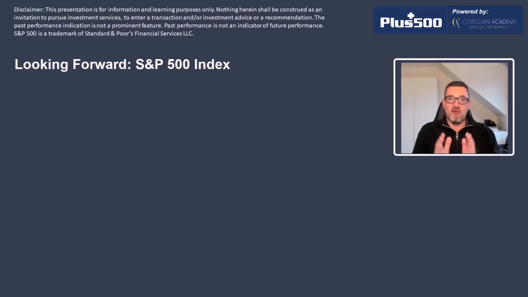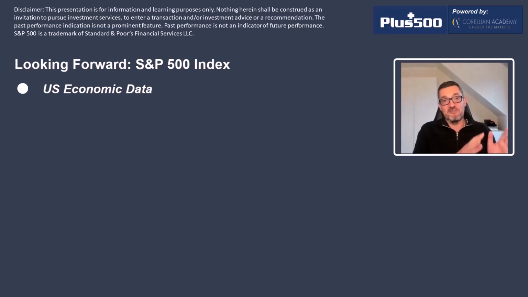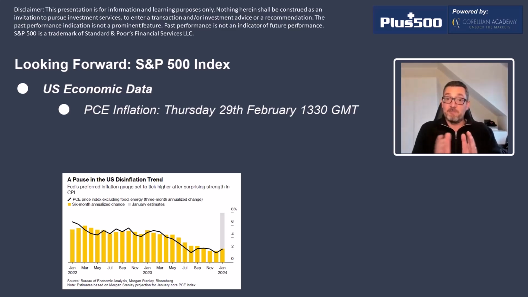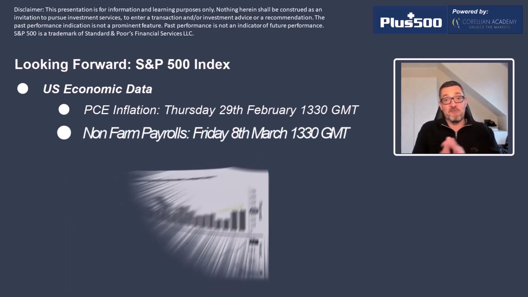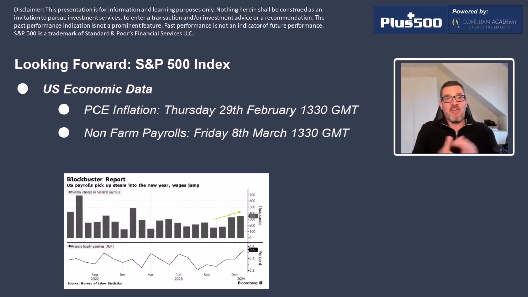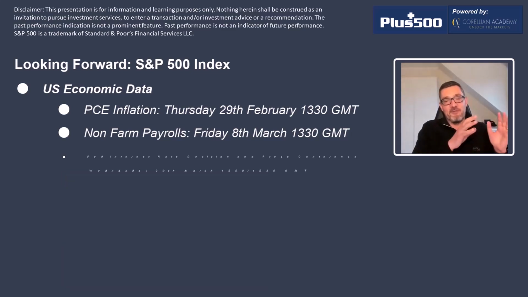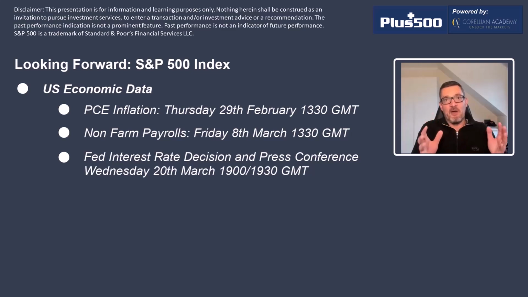Now, I can see that there are lots of questions, but just before I start responding to those, I wanted to highlight two areas that I think will be important for the direction of the S&P 500 index going forward into March. The first is US economic data. The Fed have been clear that interest rate decisions are data dependent, so key pieces of data like Thursday's PCE inflation release, which is the Fed's preferred gauge of inflation, or Friday the 8th of March's non-farm payrolls, is going to have a big impact on market expectations of when interest rate cuts may start to be announced by the Fed. And this is all before we get to hear from the Fed themselves in their interest rate decision and press conference, which is actually on Wednesday, the 20th of March.